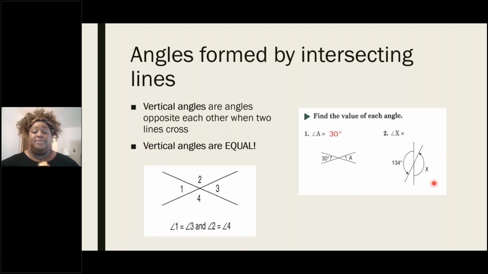Looking at number 2 here, I have two crossing lines again. It may look a little different, but they still cross. And I have this obtuse angle, which is 134 degrees. And they want to know, what is angle X? Even though it's shaped a little differently, these angles are still opposite each other, which lets me know that they're equal. So angle X is 134 degrees. Okay, so let's go on.